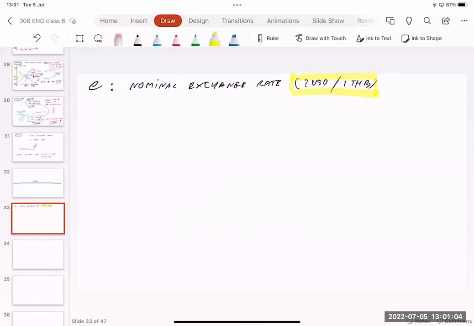Nominal exchange rate is about exchanging the currency from our currency to the foreign currency. Baht and US dollar, Thai baht and Chinese yuan, or Thai baht and the Japanese yen, whatever. So the nominal exchange rate is about exchanging the currency.